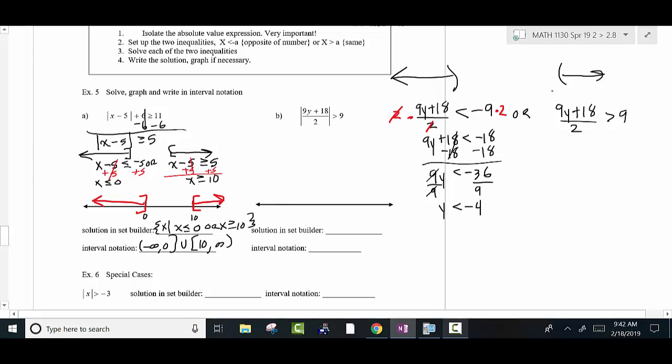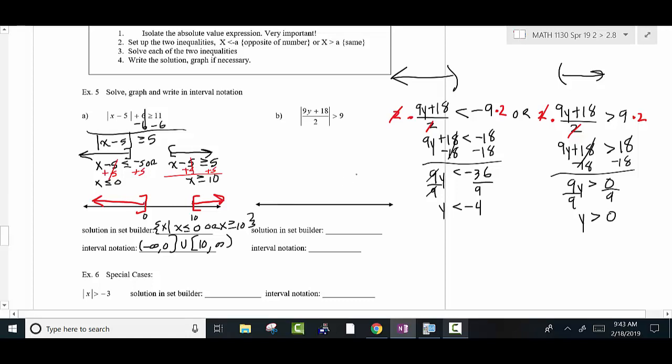Then you do the same thing over here. You just multiply both sides by 2. Okay, and after you do that, you're going to end up with 9y plus 18 greater than 18. And then from there, just isolate the y, so you could subtract 18. That would give 9y greater than 0. Divide by 9, so the other solution going to the right would be y greater than 0. Okay, so that's it. Once you get it set up, it's pretty easy to do.